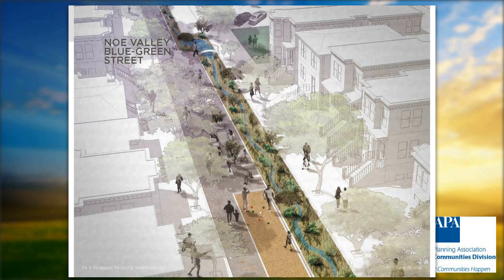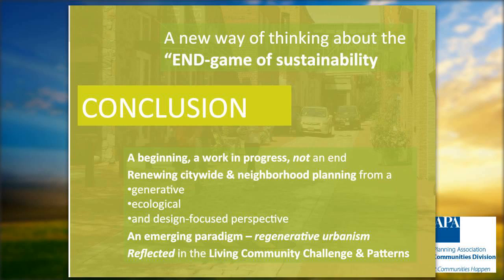And so, by way of conclusion, I would just like to say that the Living Community Challenge and the Living Community Patterns are really a new way of thinking about the end game of sustainability. Oftentimes we get really focused on what's the next step that we can do, what's possible in this little moment, without really looking at and informing that moment from a concept of what the end game is. Where do we actually need to go and be? So it's really a beginning, a work in progress. It's not an end right now, but it's a way to get to the end that we need.